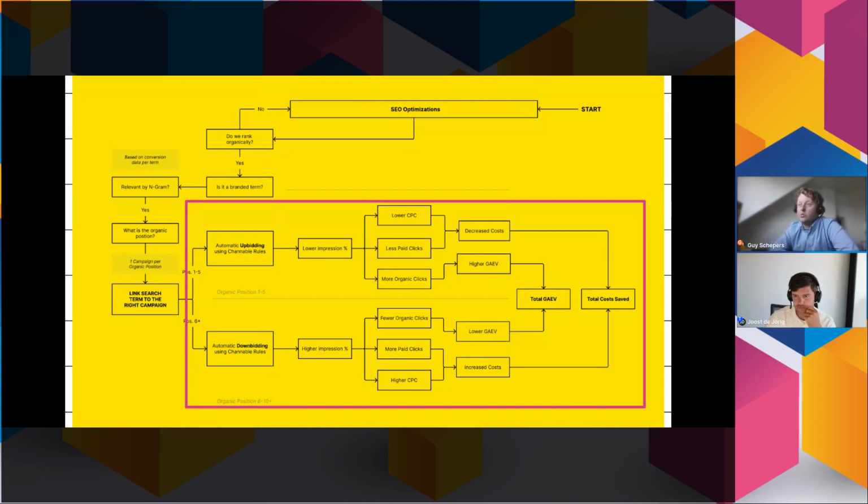That was for positions 1 to 5. For positions 6 to 10, we actually increased our bidding. So we saw more paid clicks and a higher CPC with an increase in cost. But in the end, this was a small amount compared with positions 1 to 5.